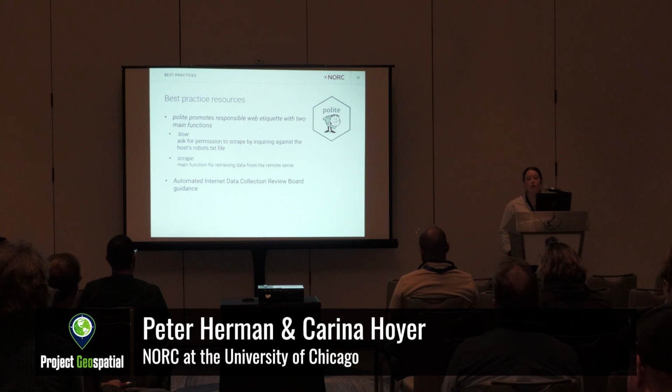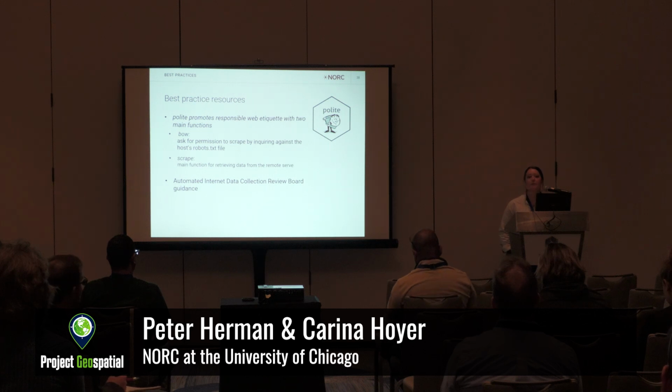And then finally, there's really good documentation that's updated pretty consistently from the Automated Internet Data Collection Review Board. That is pretty much what the Census works with, and so they put out a yearly documentation about please do this, please don't do this, and it's pretty concise, like 5 pages or something. So keep up to date with that and always read that.